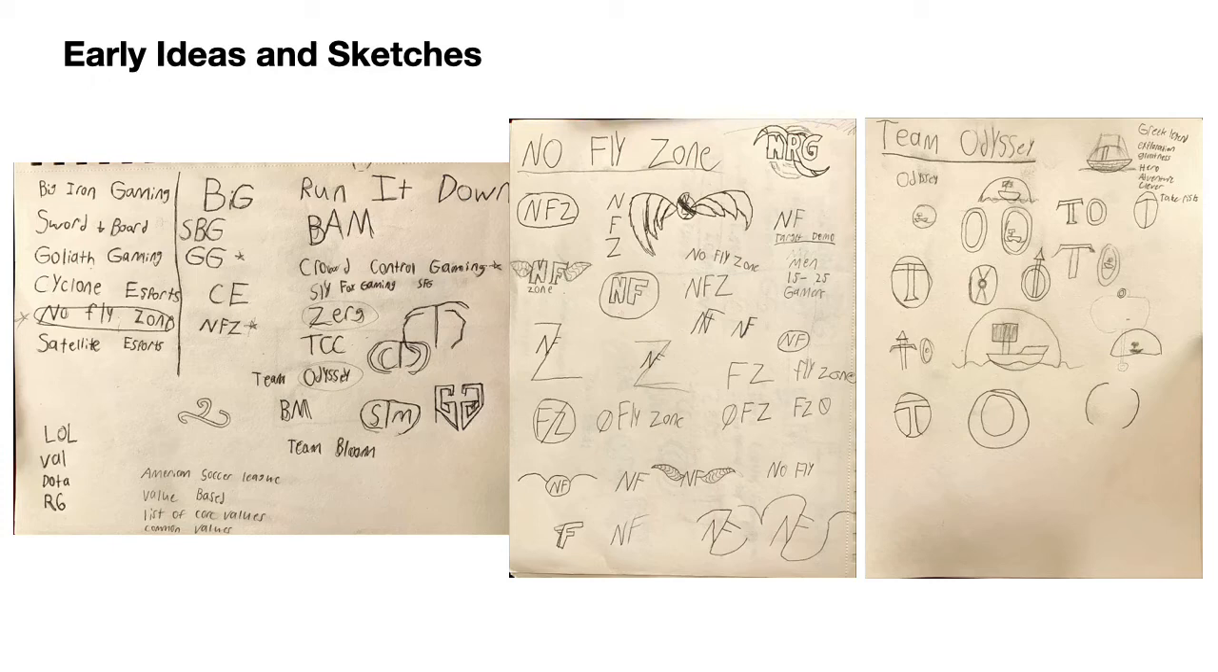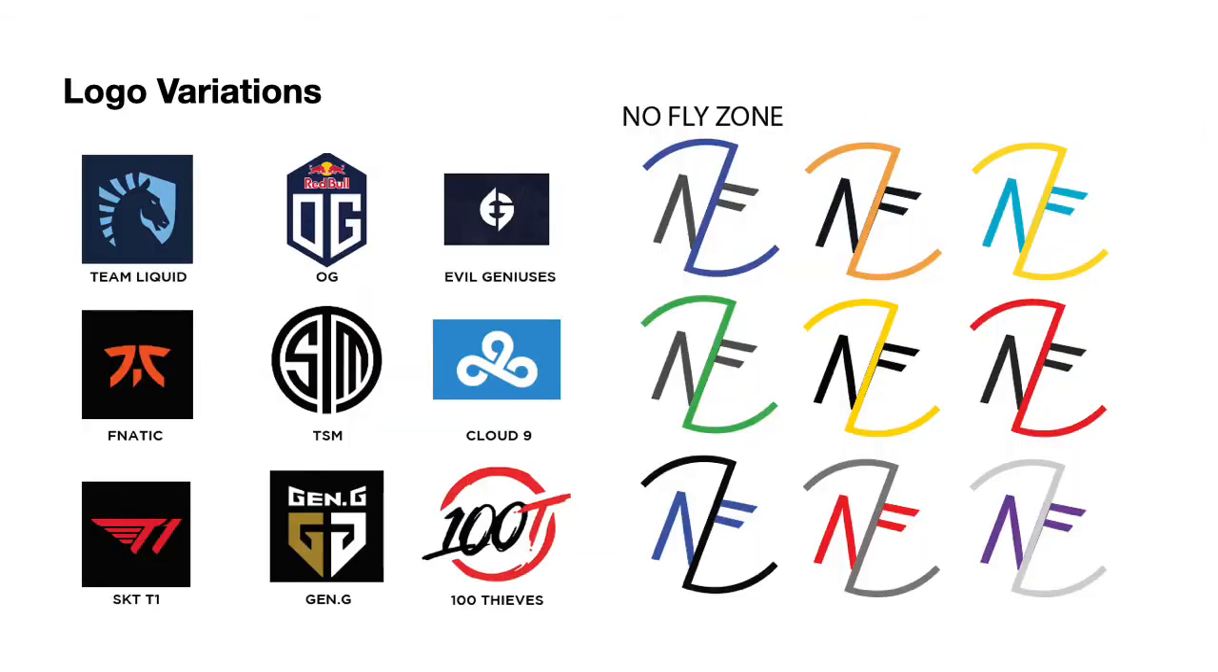Once I was decided between two names, No Fly Zone and Team Odyssey, I started sketching out ideas for both. I really wanted to see which one I could come up with better ideas for, and I decided that I liked the direction I was going with No Fly Zone much better than Team Odyssey, and I think it left me a lot better opportunities.